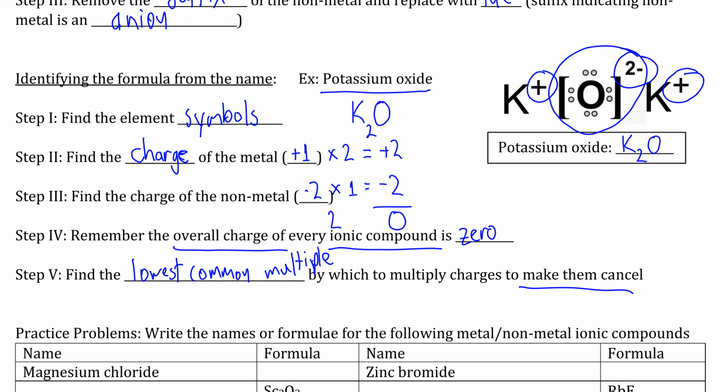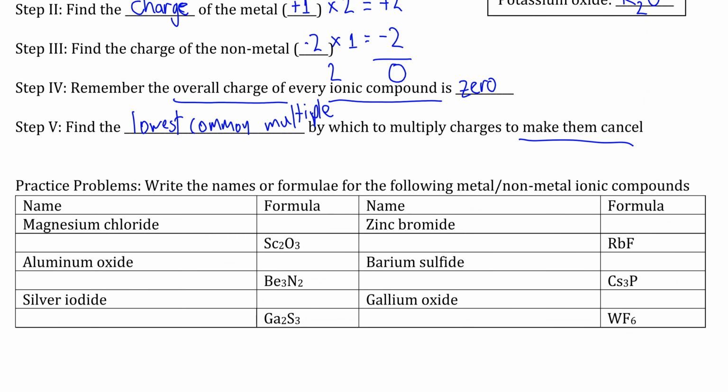K2O. So before we move on to the next type of ionic compound, take a look at the compounds in this table here and see if you can write the formula based on the name, and use your periodic table to write the name of the compound based on the formula that you're given here.